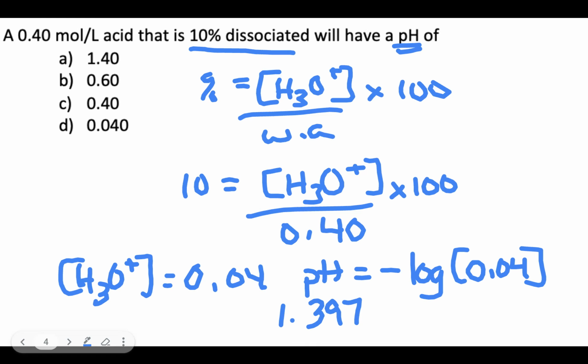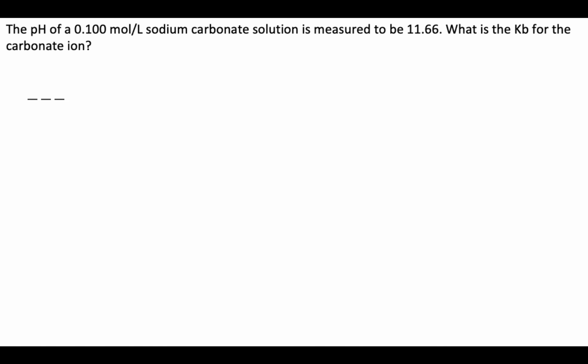Because it's pH, we still want to keep 2 sig digs. That 7 will bump that number 39 to 40. So you'll see here our answer is A. So that's with our Ka problems. But we can move on from here and start to look at Kb as well. So this one we have some information given: the pH of our 0.100 mole per liter sodium carbonate solution is measured to be 11.66.